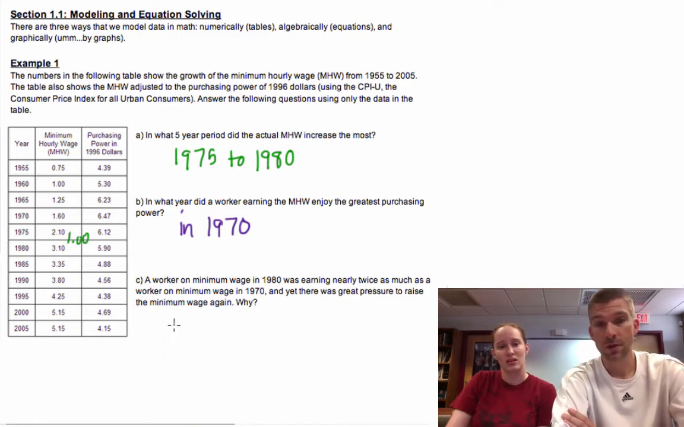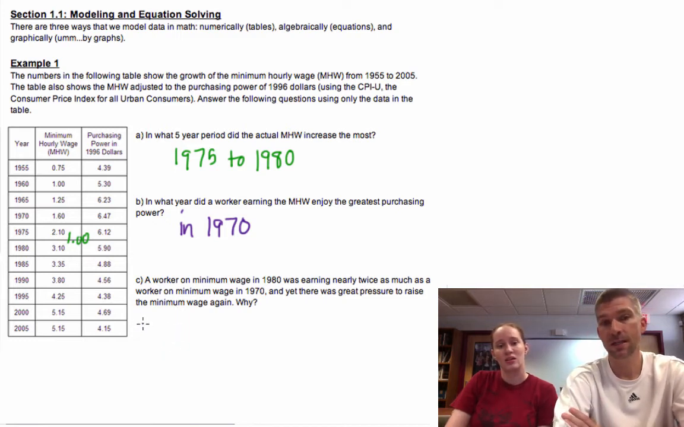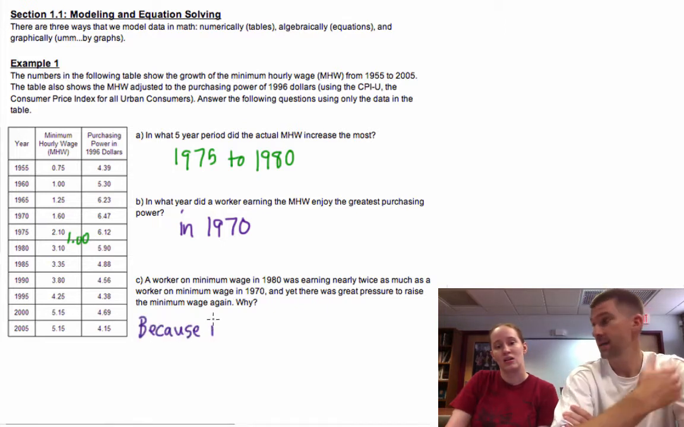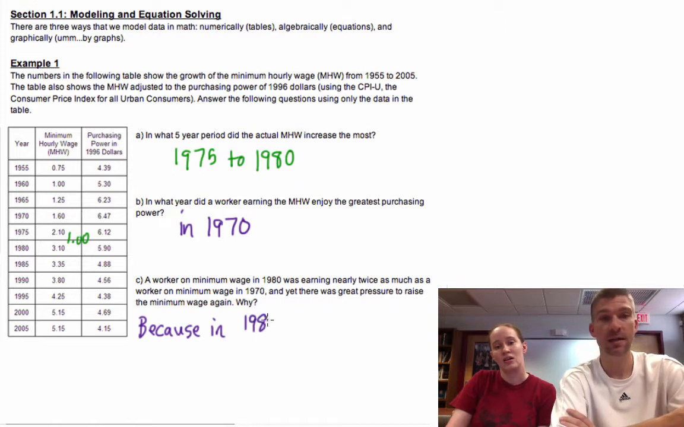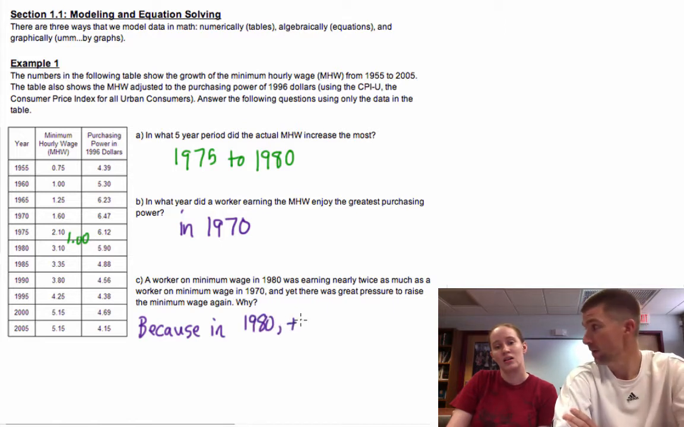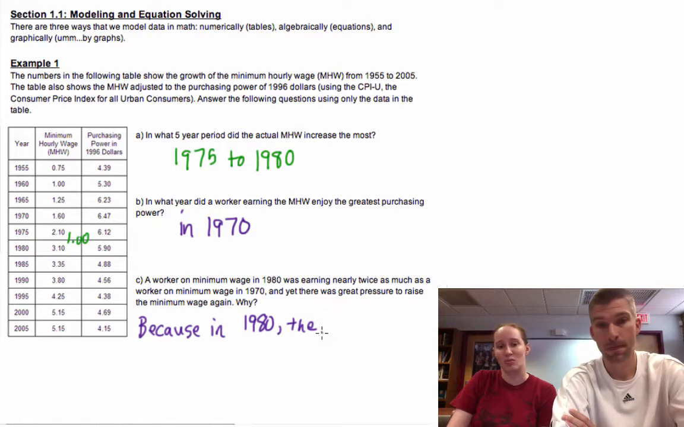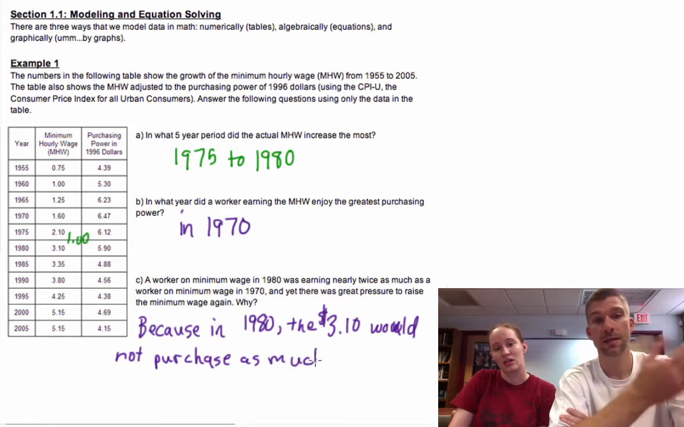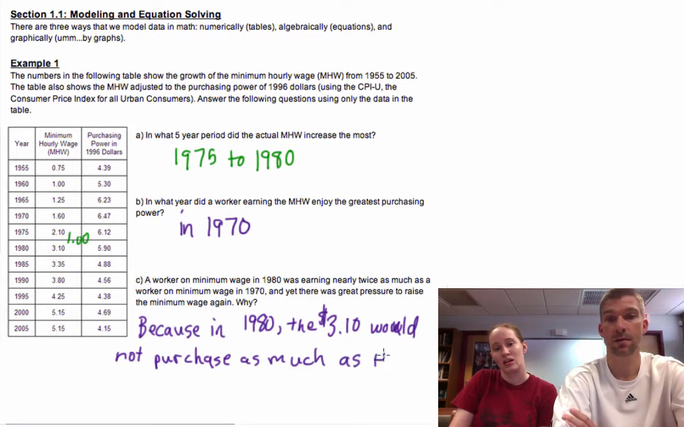So how do we want to say that? Why was there pressure? Because in 1980, the $3.10 would not buy as much as the 1970 $1.60. That's really well put. In 1980, the $3.10 would not purchase as much as the 1970 $1.60.